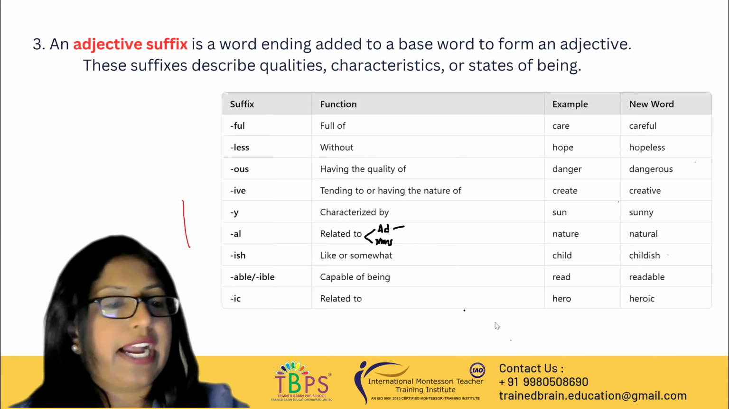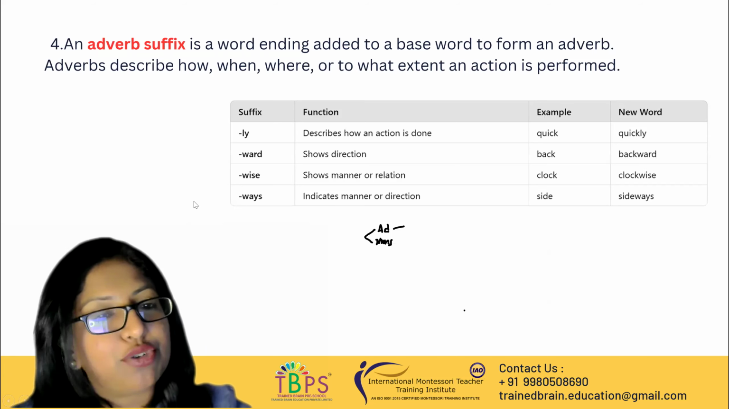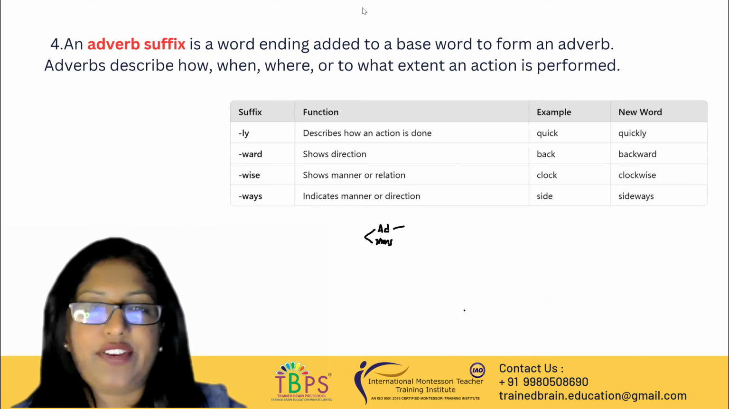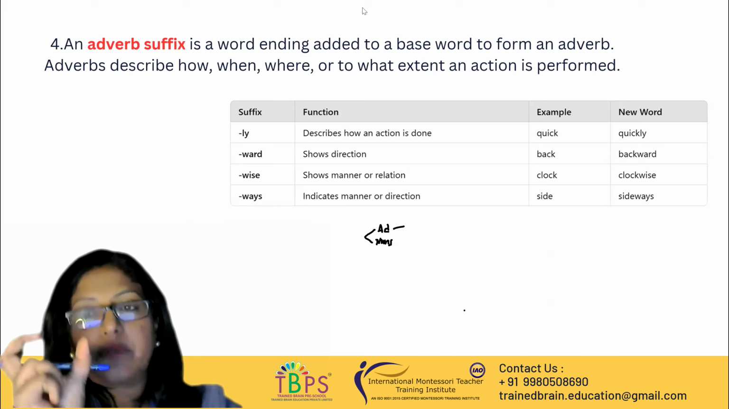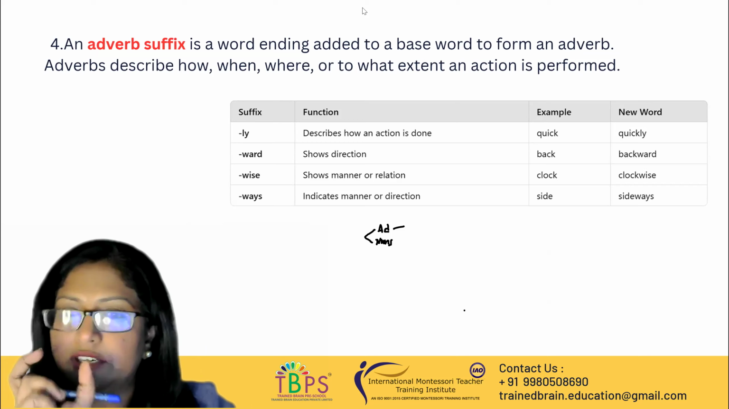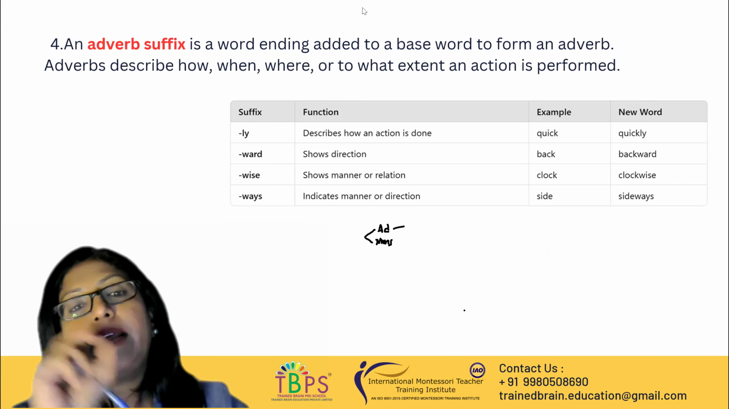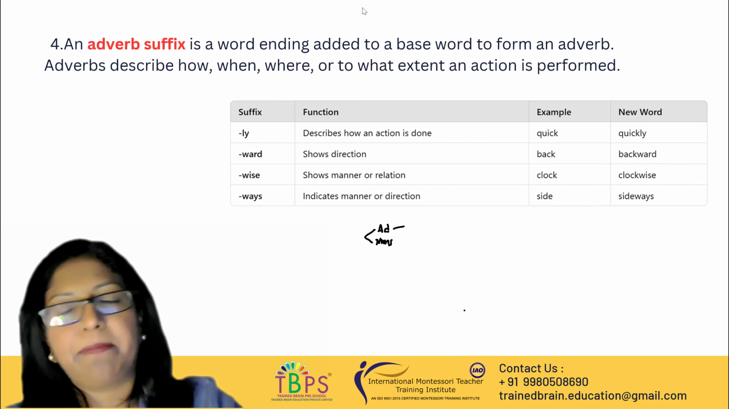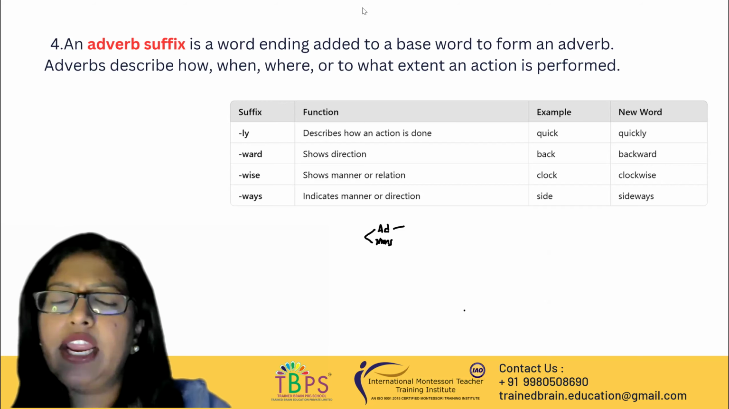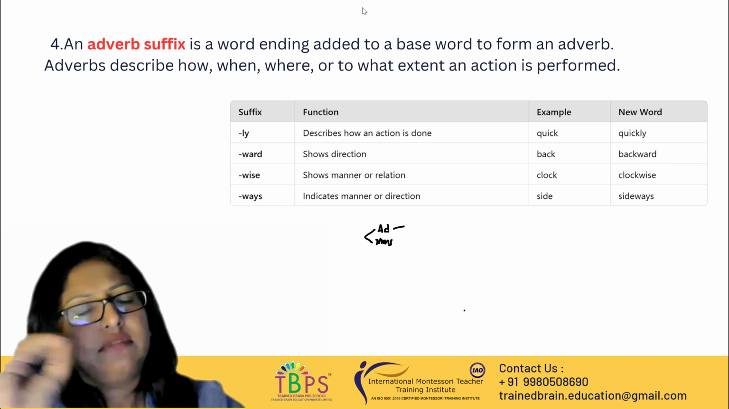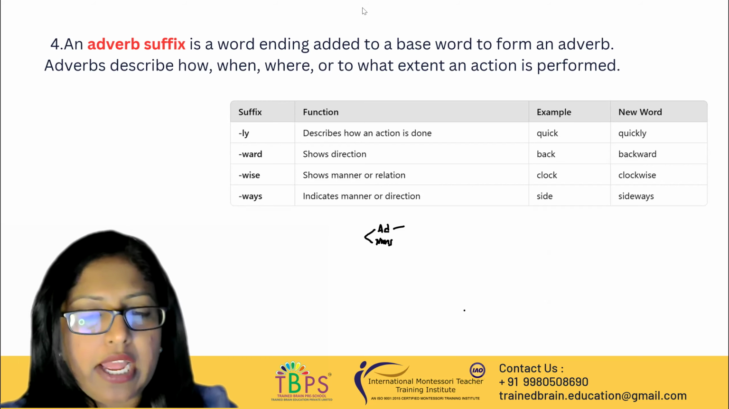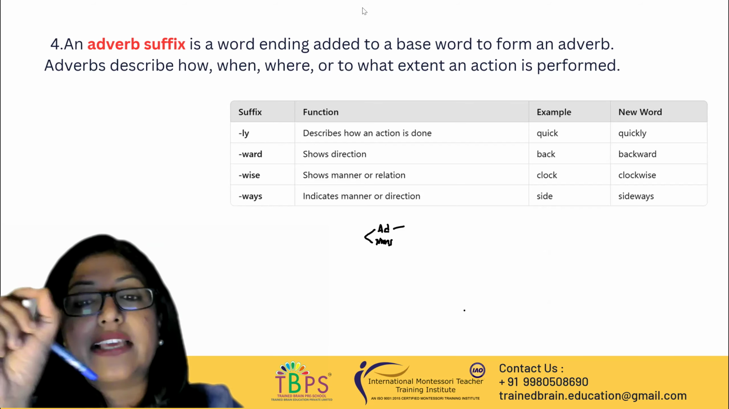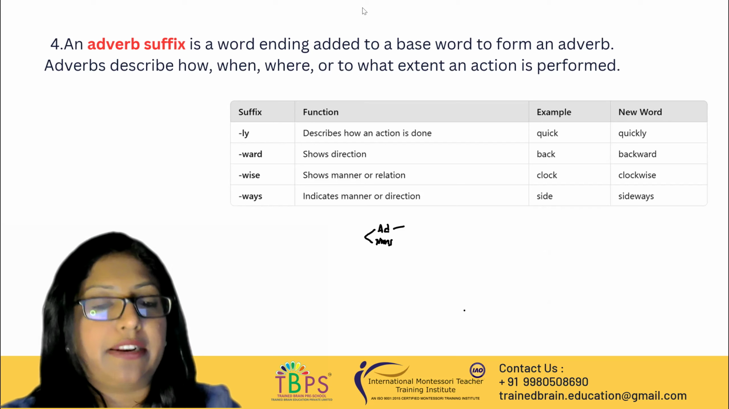Moving to the fourth kind of suffix, what we have is the adverb suffix. Now, when can I have my adverb suffix is the next question. I take a word, the word has to be my verb itself, an action word. Now, when I'm adding a suffix, it should describe how it happened, when it happened, where it happened, to what extent it happened. Now, let's add a suffix ly.